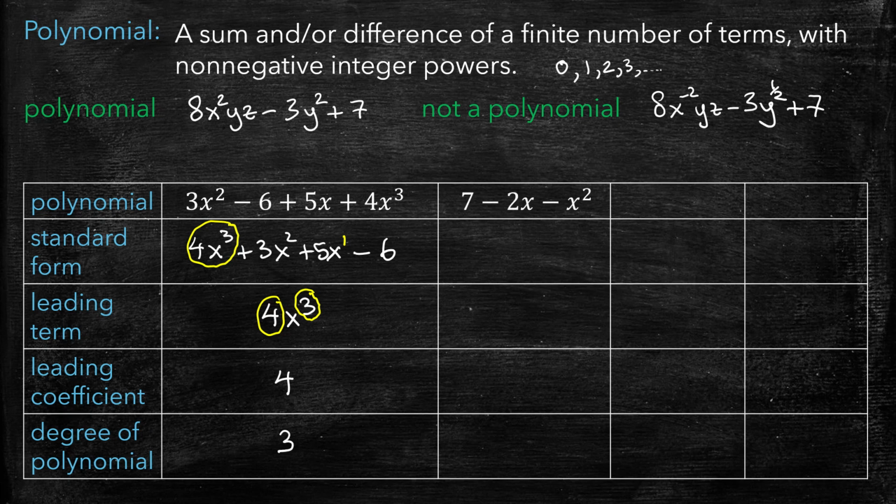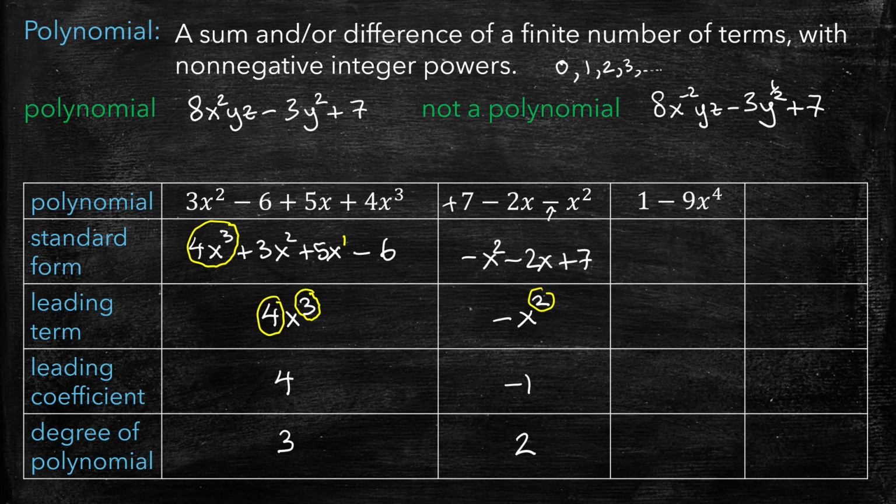So here's another example. Now, when we put this in standard form, we must observe that the negative is with the x squared. So we have -x squared minus 2x plus 7, right? Assume that there's a plus there. So the leading term would just be negative x squared. The leading coefficient would be negative 1. Oh, sorry, let me just get rid of that errant mark. And the degree of the polynomial, right? That's the degree of the leading term, so that's 2.